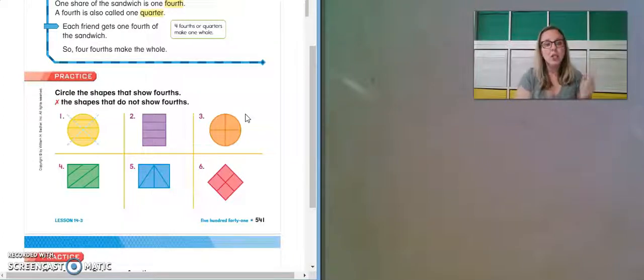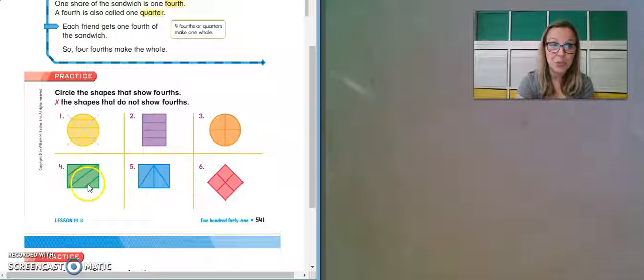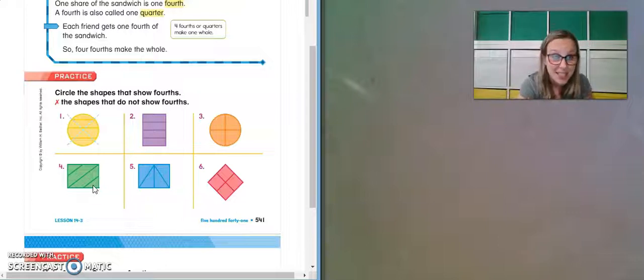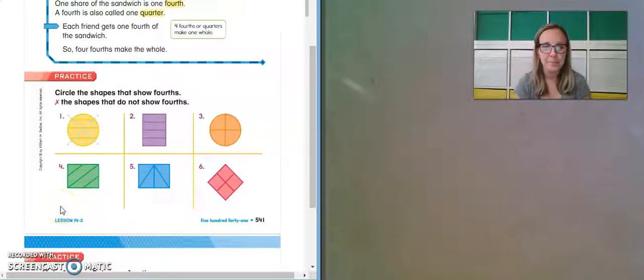Okay. Looking at shape number 4, at first glance, I see 1, 2, 3, 4 pieces, so my mind wants to say that those are fourths. But if we look carefully, we can see that these 2 edge pieces are shaped like triangles, and the middle pieces are shaped more like trapezoids. So those are not the same size and shape. So even though it's 4 pieces, they're not fourths because they're not equal. So you can put an X on that shape.